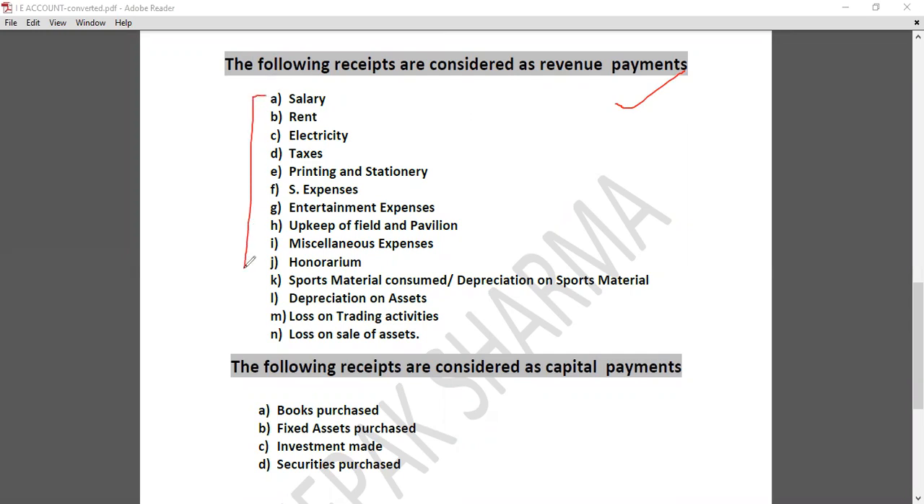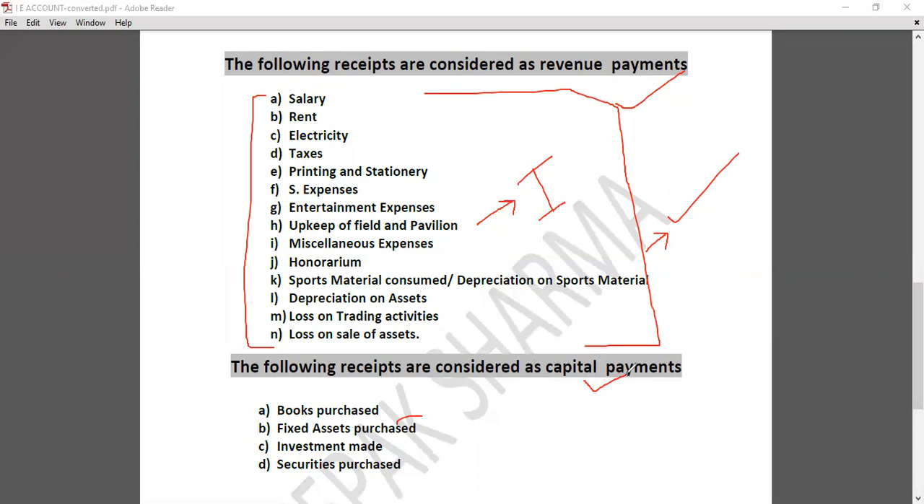These are the general payments which we consider as revenue nature of payments, and of course they will be taken to the income and expenditure account. You can read them one by one. Below, you can see these are also payments, but these payments are considered as capital payments. Suppose book purchased, fixed asset purchased: these are also payments for the organization, but they are considered as capital payments, and therefore these payments will not be recorded in the income and expenditure account.